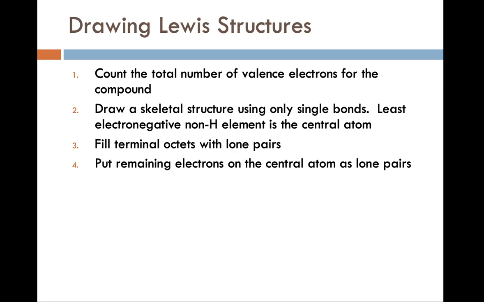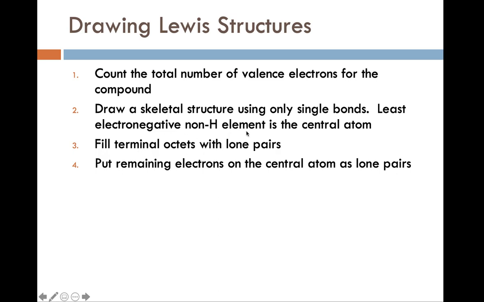Once we've added those octets to anything that's not hydrogen on the outside, if there are any electrons left over, and this is where counting the total valence electrons at the beginning is kind of important, what we're going to do is add them to the central atom as lone pairs. And this will always be the case. This is probably one of the places where I see the most mistakes get made.